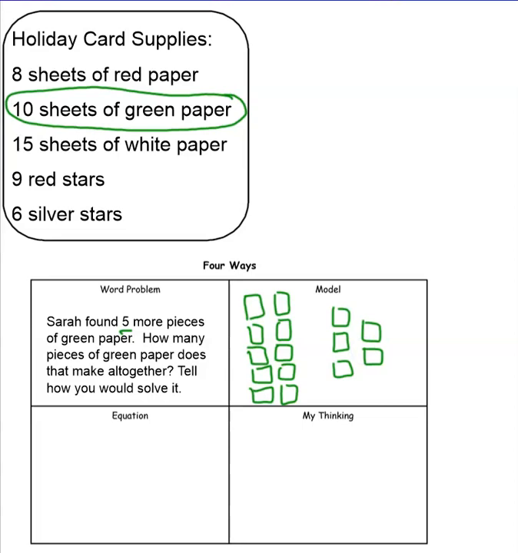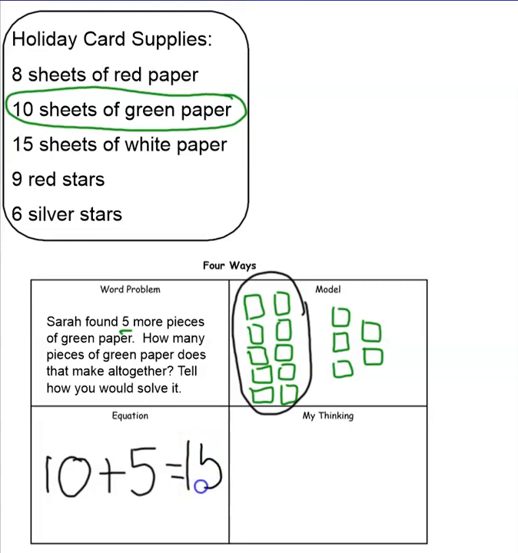So Sarah started with, or the class had 10 sheets of green paper. And then how many more pieces did Sarah find? She found 5. So, how many do we have all together? So I know that if I have a group of 10 and I add 5 more, I have 15.